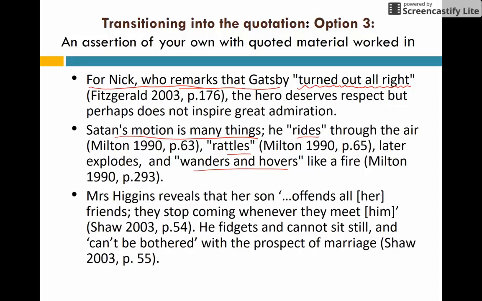And Mrs. Higgins reveals that her son offends all her friends. They stop coming whenever they meet him. He fidgets and cannot keep still and can't be bothered with the prospect of marriage. So what we have here is a description of what Mrs. Higgins thinks of her son, with a combination of the reader's interpretation, but also some quotations to really support those claims.